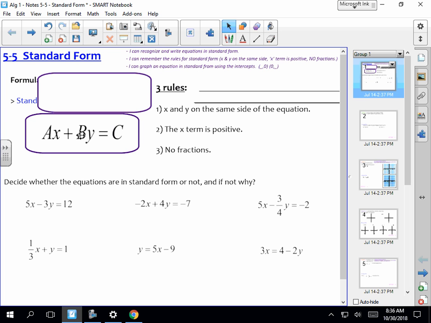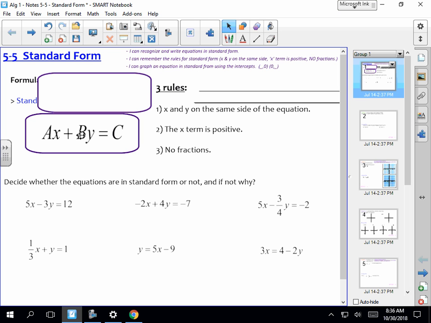Ax plus by equals c, where a, b, and c are not fractions. Wait, but there's a fraction like that. Well, that's because it's not standard form. So what we're looking at is a bunch of different equations. These are all different linear equations, different forms.